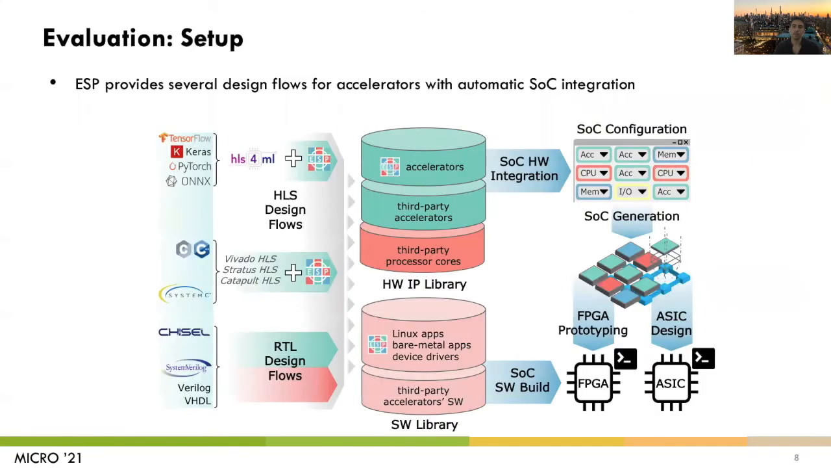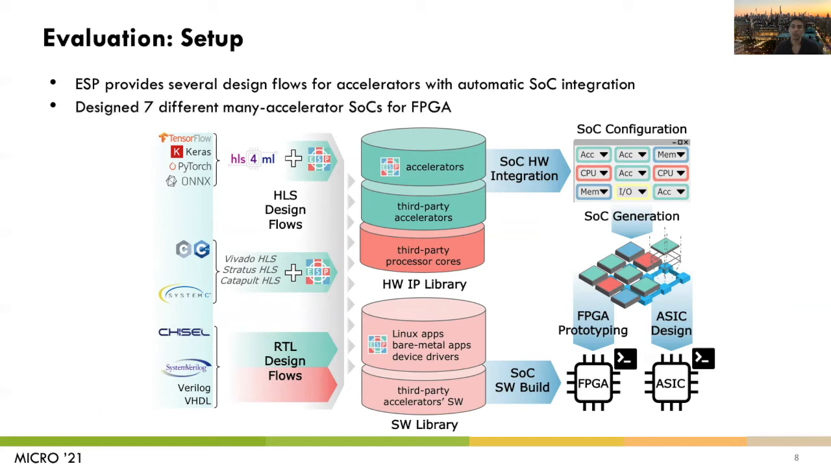ESP provides several design flows for accelerators with automatic SoC integration. These design flows operate at various levels of abstraction, including RTL, high-level synthesis from C, C++, or SystemC, and directly from high-level machine learning models using the open-source HLS4ML tool. ESP also provides flows for integrating third-party accelerators that comply with standard interfaces. These accelerators can then be seamlessly combined with other types of tiles from the ESP SoC configuration GUI.